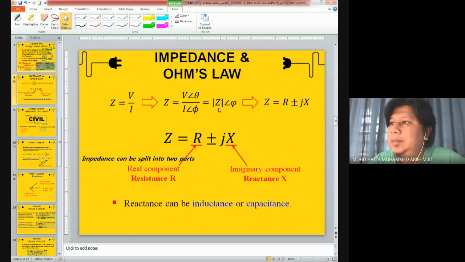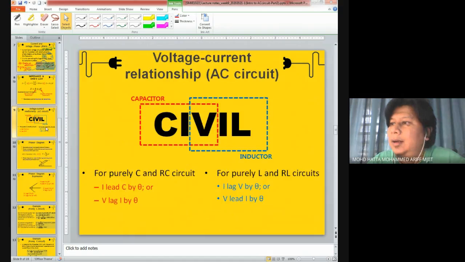I think this impedance part has already been discussed earlier, about the composition of impedance, where it can be split into two. The first one is the real component, and the second one is the imaginary component. The real component is the resistance value, the imaginary component is the reactance, and the reactance can be represented by the component of inductor and also the component of capacitor.